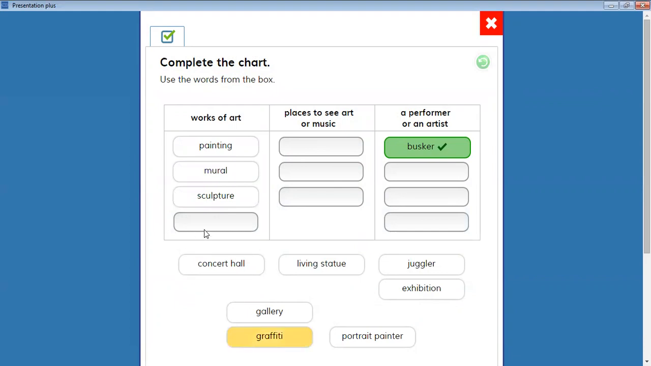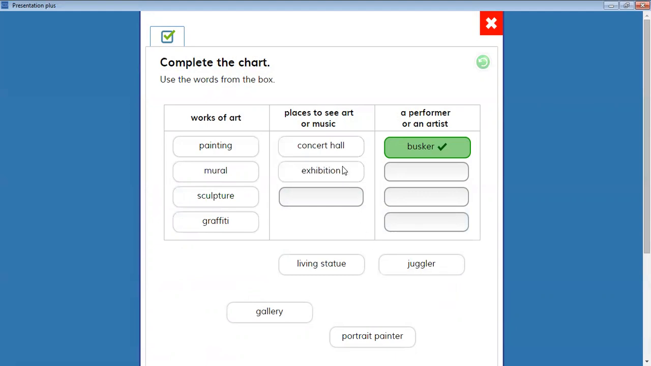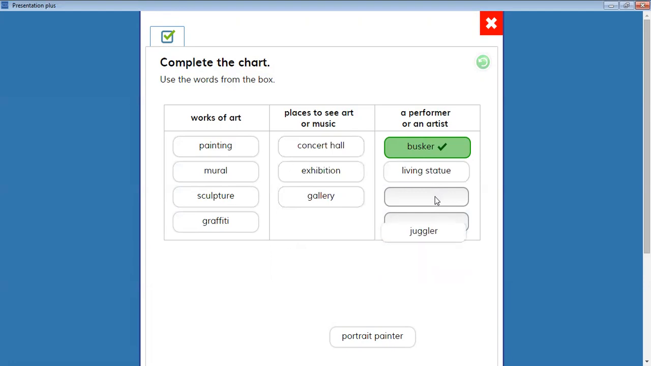Now here you have graffiti. Okay, places to see art or music. For example, concert hall. Okay, another one, exhibition. Here. Another one, gallery. Okay, gallery. Good. Now the next, a performer or an artist. For example, living statue. Another one, juggler. And the last, portrait painter. That is here, okay? You have to complete this chart.